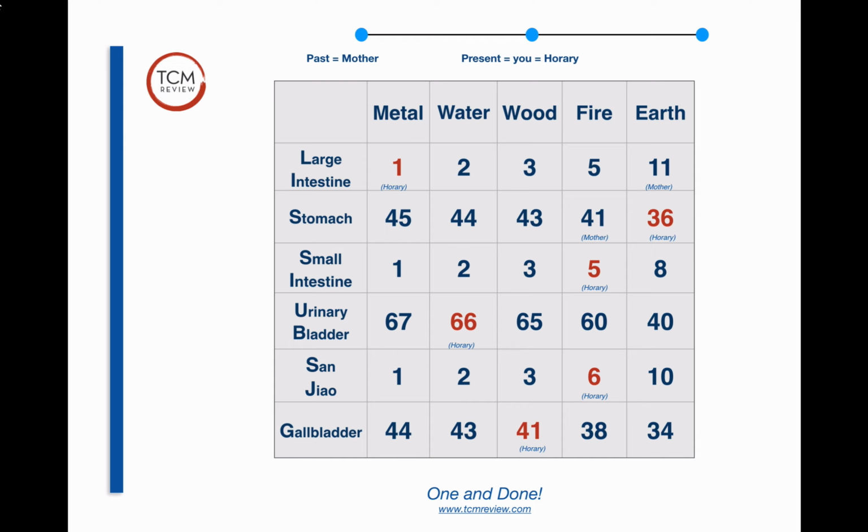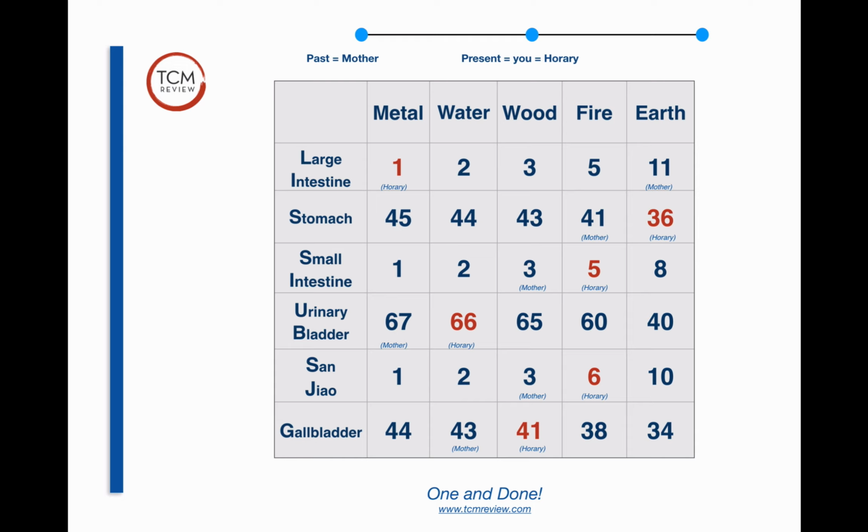That's our mother. For small intestine, it would be small intestine 3. For bladder, it would be bladder 67. For Sanjiao or triple energizer or triple burner, it would be triple burner 3. And for gallbladder, it would be gallbladder 43.